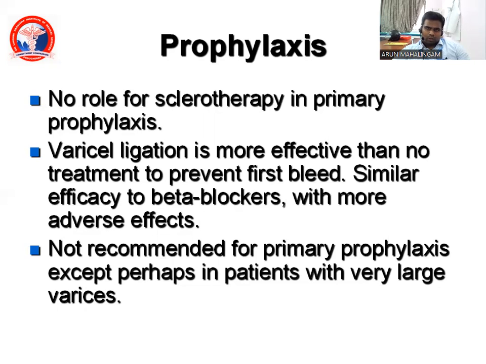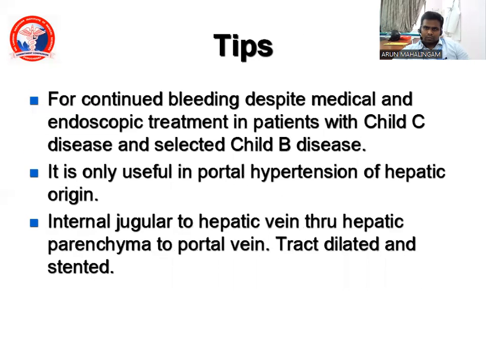Initial protocol includes initiation and resuscitation. TIPS for continued bleeding despite medical and endoscopic treatment, in patients with Child C disease and relatively Child B disease. It is not useful for portal hypertension with hepatic encephalopathy. From the internal jugular to the hepatic vein, through the hepatic parenchyma to the portal vein, a tract is dilated and stented.